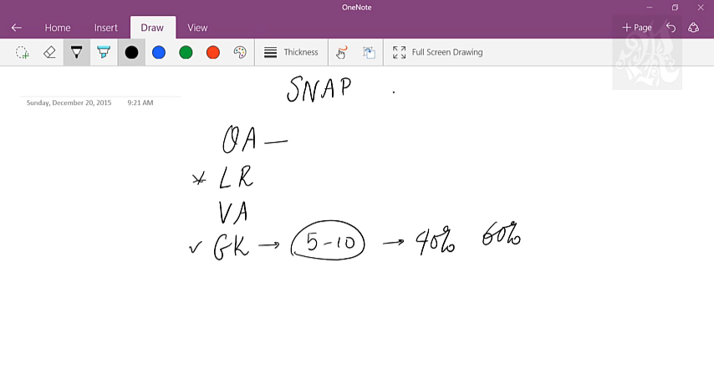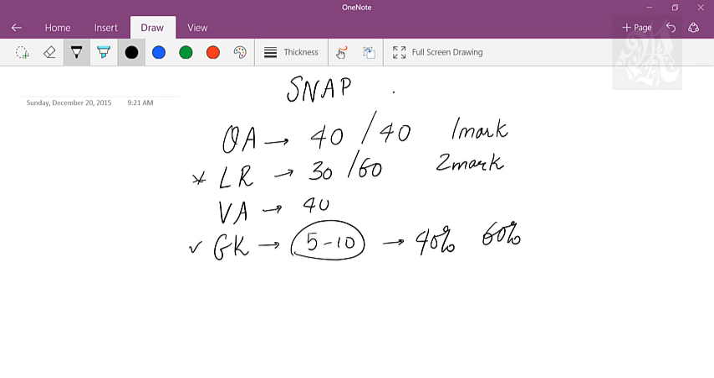What exactly you have in these areas? Quant, you'll have 40 questions and they'll be for 40 marks, so you'll have 1 mark per question. LR, you'll have 30 questions, 60 marks though, so you can see LR is quite important when it comes to marks per question, 2 marks per question. And Verbal, you'll have 40 questions and again 40 marks, which is again 1 mark per question.